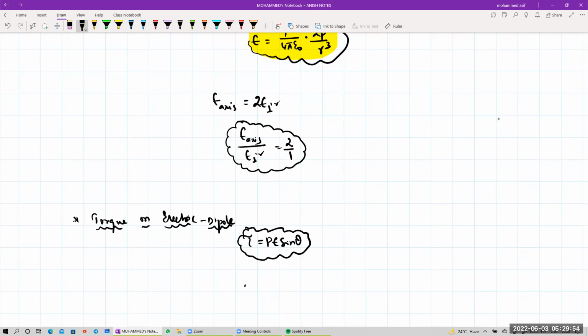దీని వెక్టార్స్ లో కూడా రాసుకోవచ్చు కదా, tau bar is equal to P bar cross E bar. Cross product కదా, like A bar cross B bar.